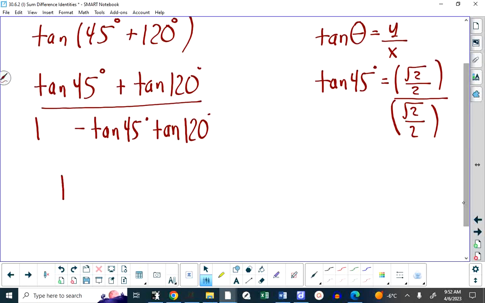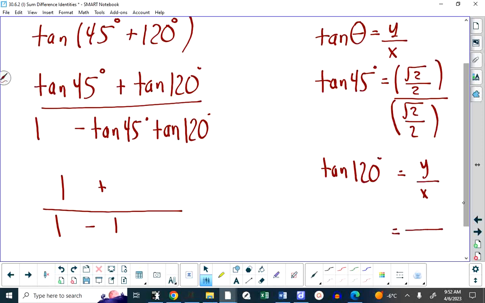We're going to have 1 plus whatever the tan of 120 is over 1 minus 1 times whatever the tan of 120 is. So now on the side, I'm going to figure out what tangent of 120 degrees is. Well, that's y over x. At 120 degrees, I'll show the unit circle portion to you in a second, but I'm just going to demonstrate this with my arm. At 120 degrees, y is root 3 over 2, and x is negative 1/2.